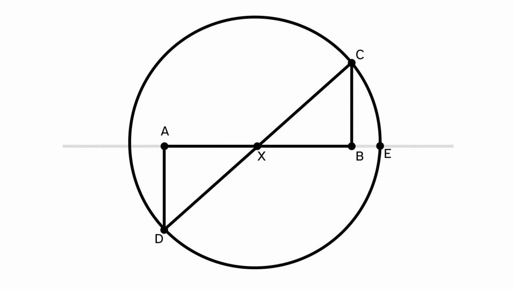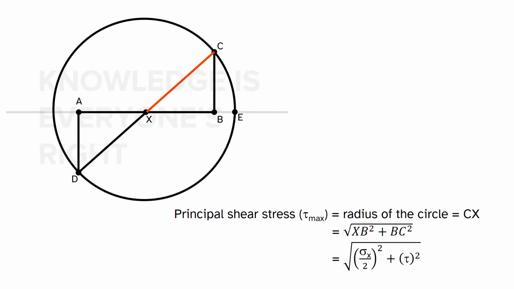Draw the circle with point X as center and CD as the diameter. Now, we will calculate the radius of this circle, which is equal to the principal shear stress. The radius of the circle is equal to CX. If you observe the triangle CXB, CX is the hypotenuse. Hence CX is found out by the Pythagorean formula.